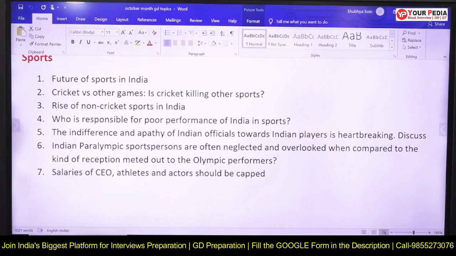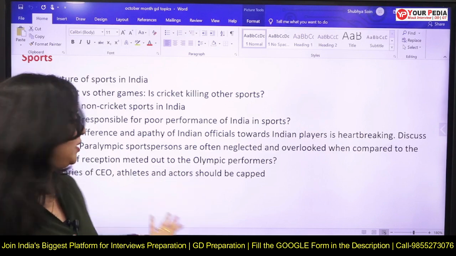Who is responsible for the poor performance of sports in India? The indifference and apathy of Indian officials toward Indian players is heartbreaking. Indian Paralympic sportspersons are often neglected and overlooked when we compare the reception they get to the reception given to other Olympic performers. About the salaries of CEOs, athletes and actors, it should be capped. What is your opinion on it?